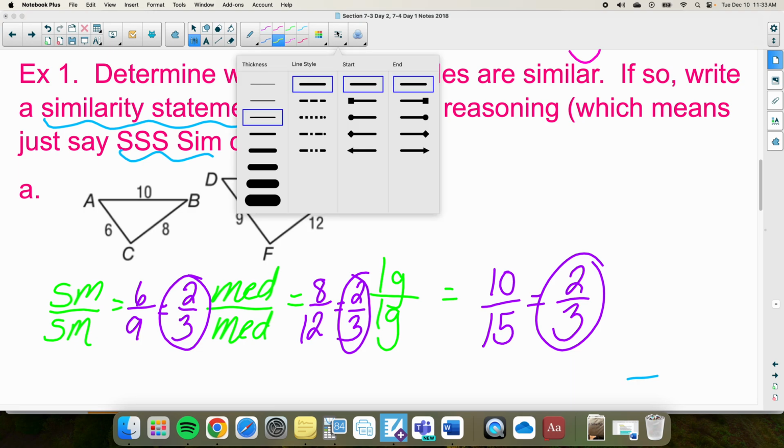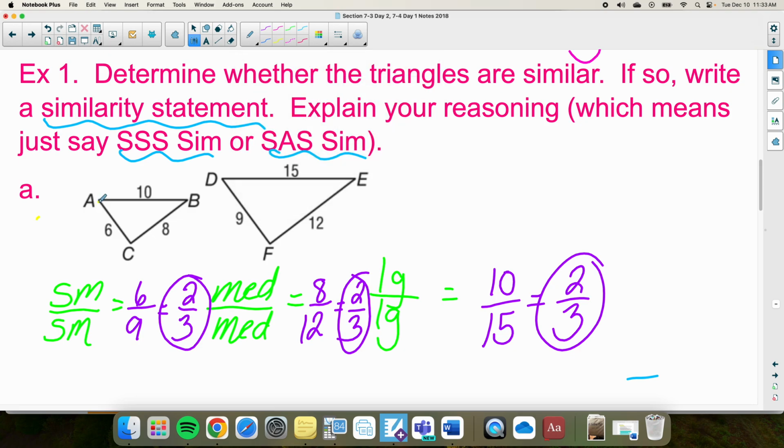I go along the side that is smallest and then the side that's biggest. So I would call this triangle ACB. ACB. So I went along the smallest and then the medium sized side. I would do the same order in this one. I'd go along the smallest and then the medium sized side. So I'd call this DFE. So I'd go similar to triangle DFE.